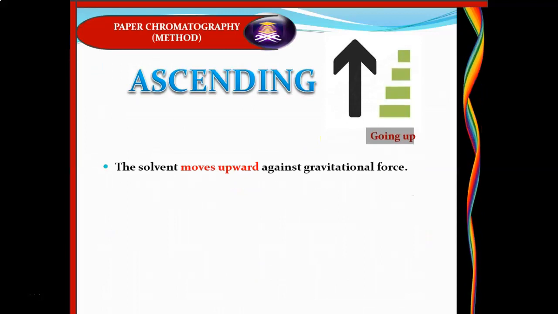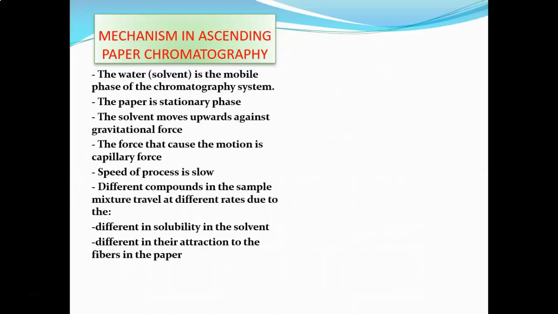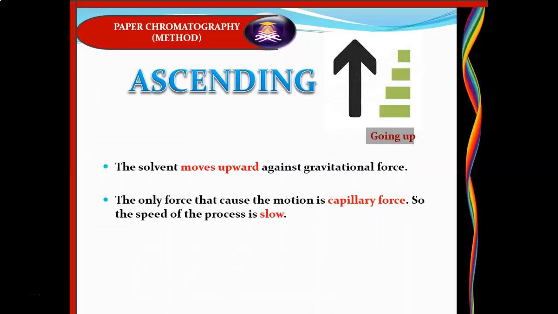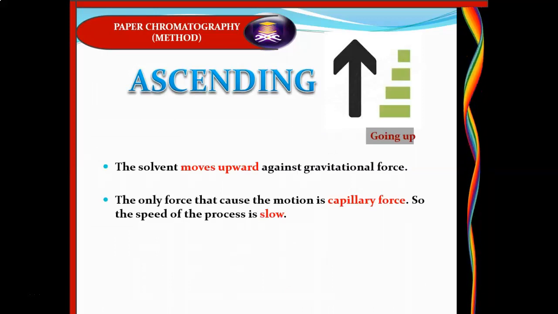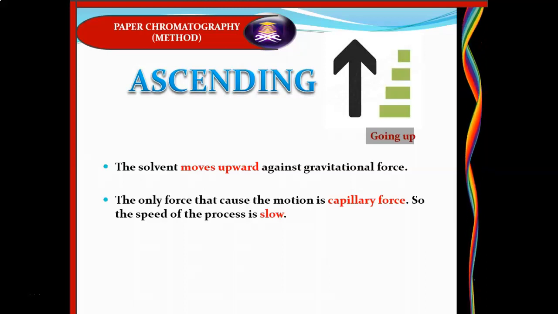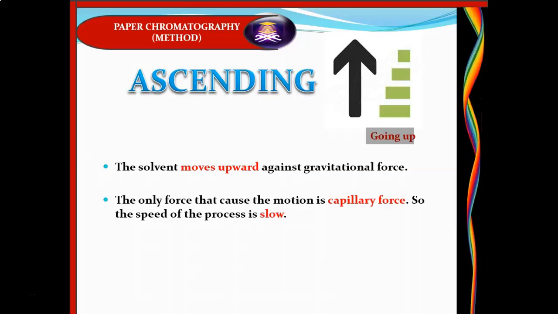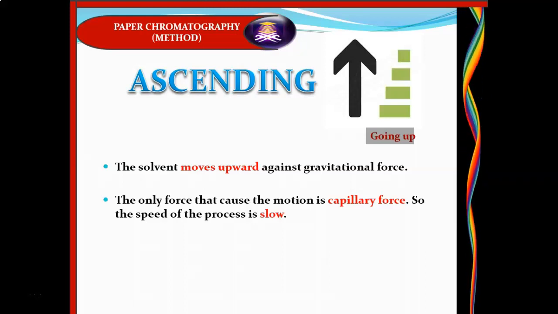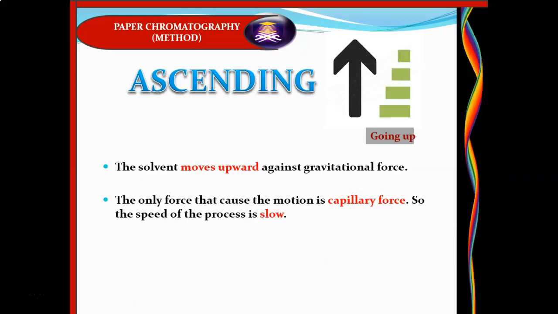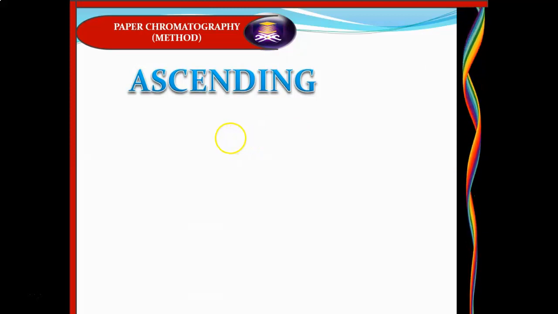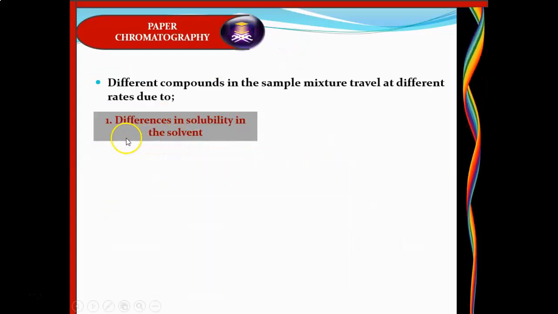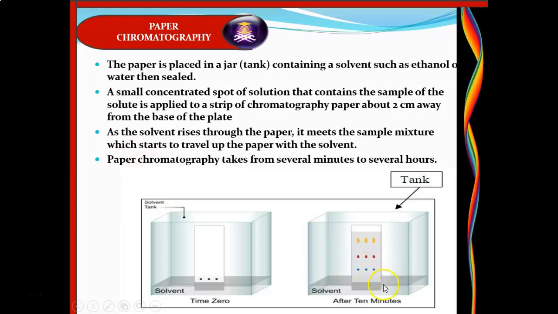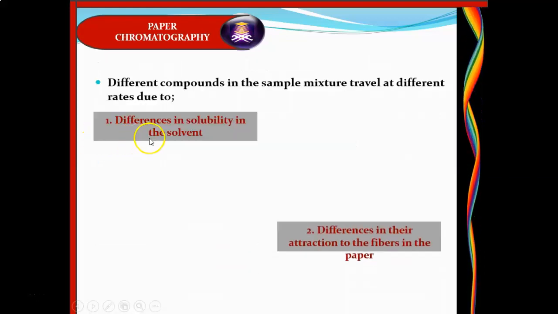Okay, we look at the mechanism of paper chromatography in ascending mode. Ascending means that the solvent moves upward against the gravitational force. The only force that causes the motion is called capillary force. So the speed of the process is slow. The picture here is the ascending method.